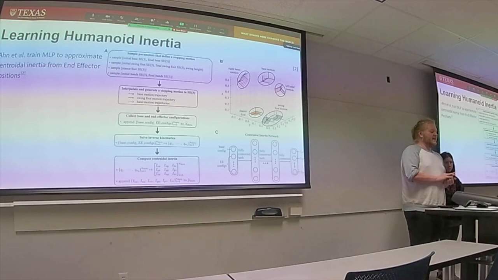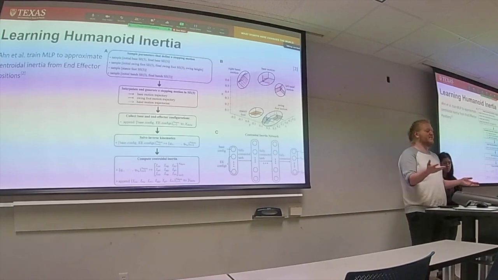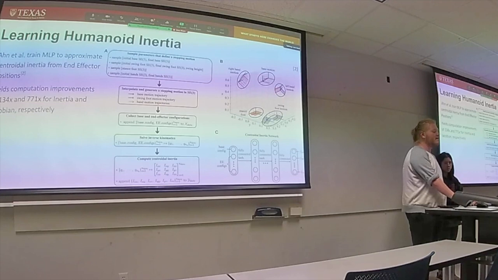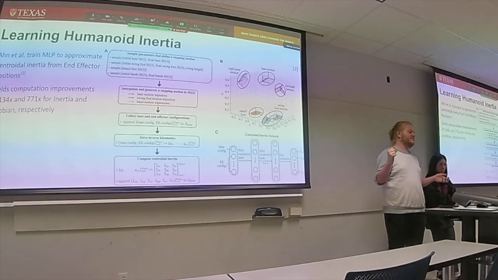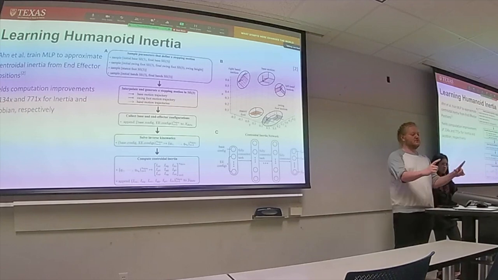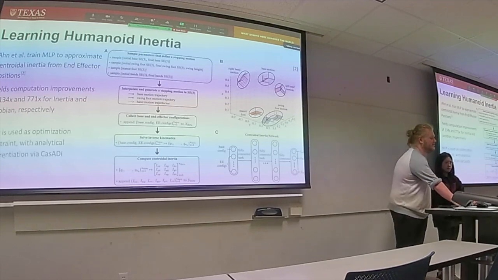So recent work in our lab has been training a multilayer perceptron to regress, to estimate that value. So given the end effectors as inputs, it spits out an inertia tensor. And that turns out to be really successful, 95% plus accuracy, very good, and a lot faster, 134 times faster for the actual inertia values and 771 times faster for the Jacobian, which is what you would use in the training, and that will be very important momentarily.